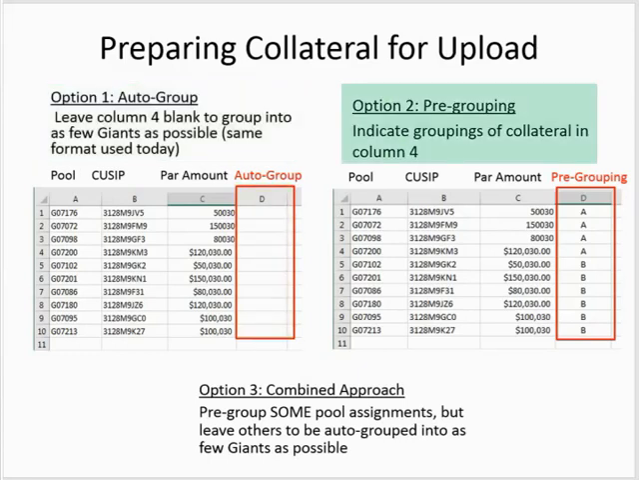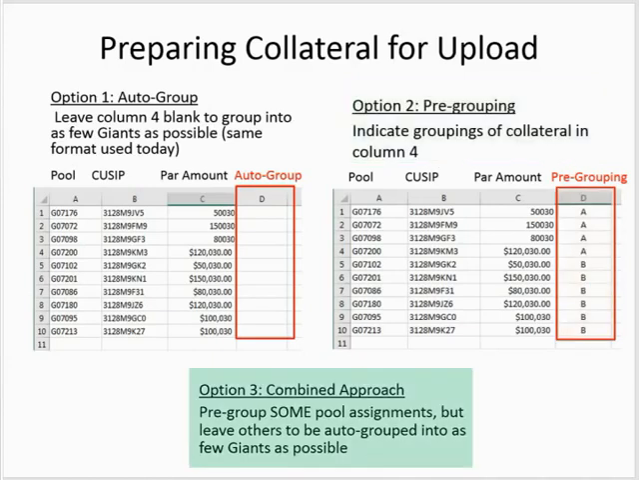Option 2 is if you already know how you intend to group the collateral into Giants, and it's something other than the fewest possible Giants. Populate the fourth column of the file with any identical value. For example, use A, B, C, and those collateral items will be validated as a pre-assigned group. We'll call this pre-grouping. And in option 3, you may combine these two approaches. If you pre-group any collateral in the fourth column, those will be validated as you assign them. Other unassigned collateral in the list will be grouped per the validation rules into as few Giants as possible. No pre-grouped collateral will be combined with any auto-grouped collateral, even if compatible to be combined.